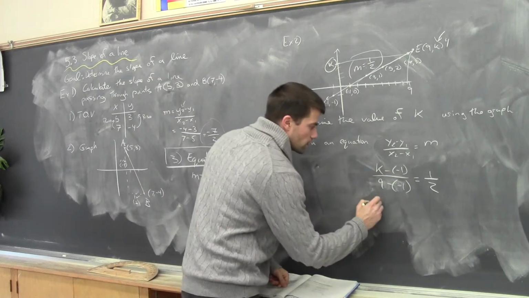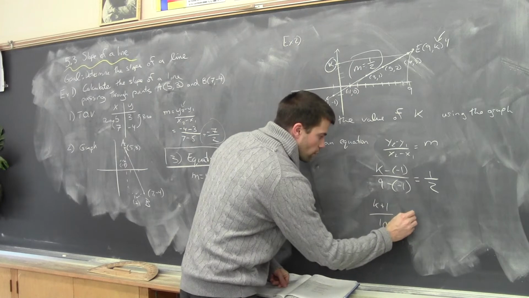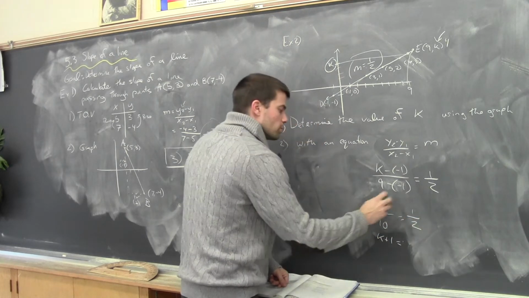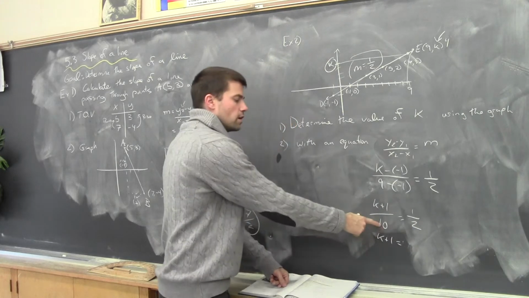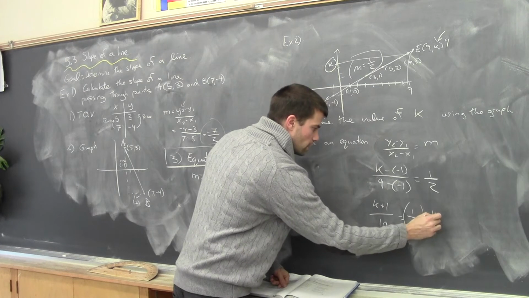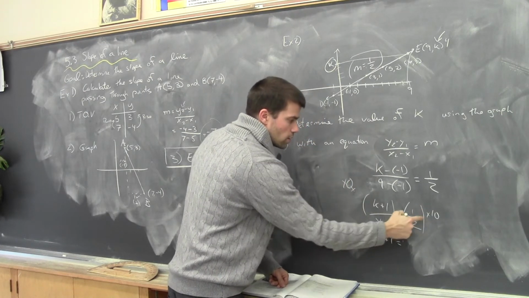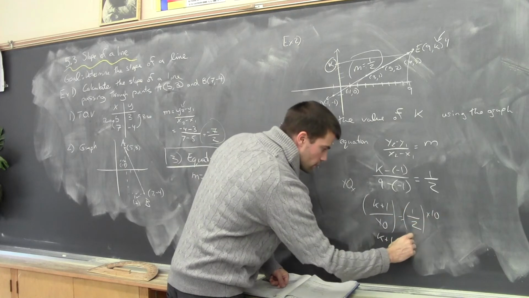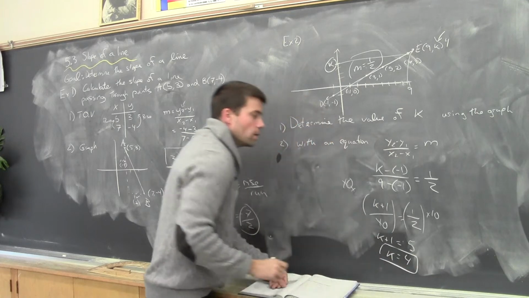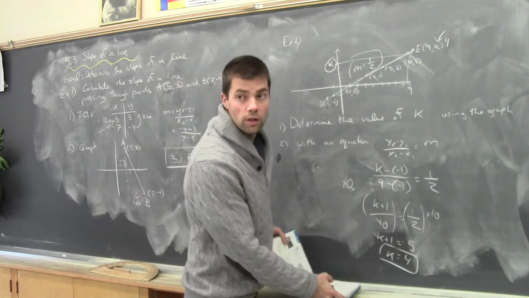Okay, so now let's just work this out. We have k plus 1 over 10 equals 1/2. So k plus 1 is equal to, multiplying both sides by 10, the 10 on this side cancels. I'm going to have 10 divided by 2, which is 5. k is equal to 4. Alright, same answer. Any questions there?